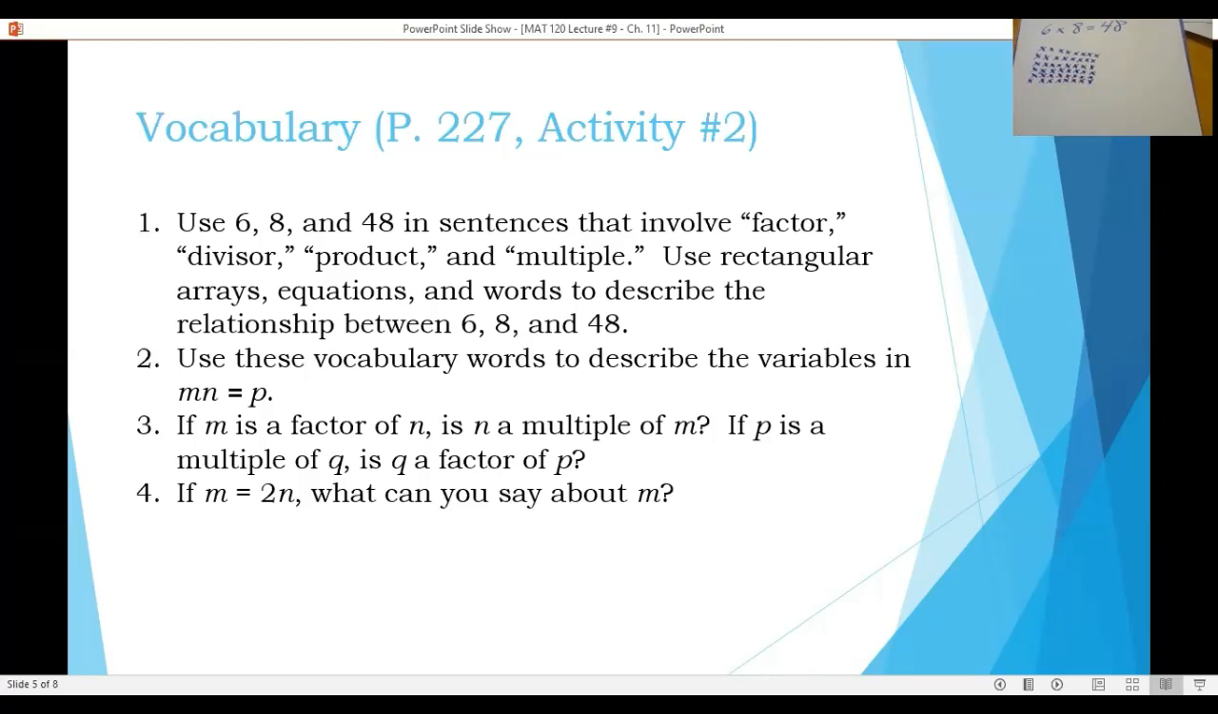Okay, so I use X's. You could use circles if you want. You could use dots if you want. You could use lines if you want.